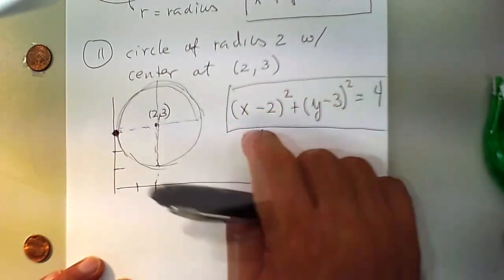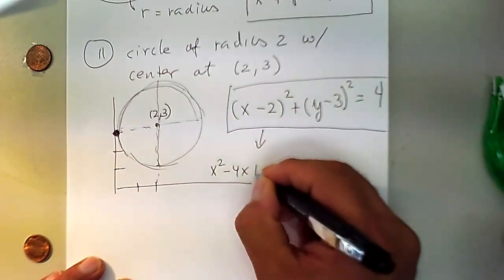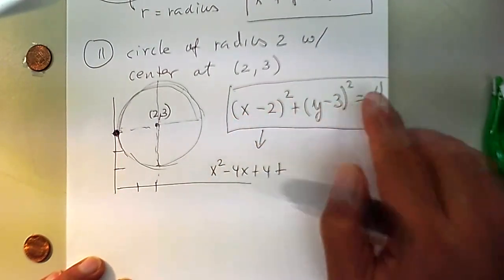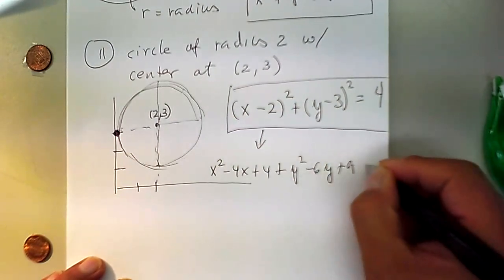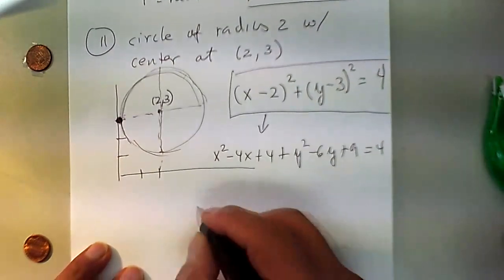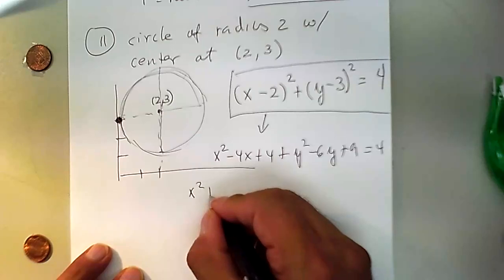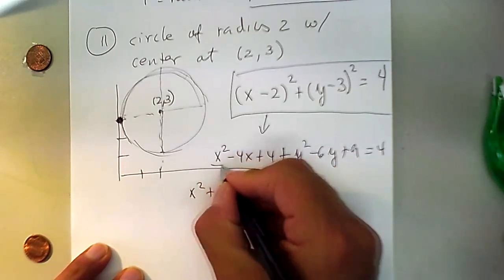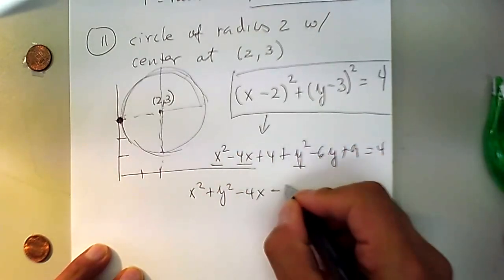Let's do a little bit of algebra. FOIL this out, so we end up with x squared minus 4x plus 4. That is the x minus 2 quantity squared. And then FOILing this out gives us y squared minus 6y plus 9, still equal to 4. And let's move everything to the left side of the equation. So we have x squared and y squared minus 4x, minus 6y. I'm going to underline the ones that we already wrote down.